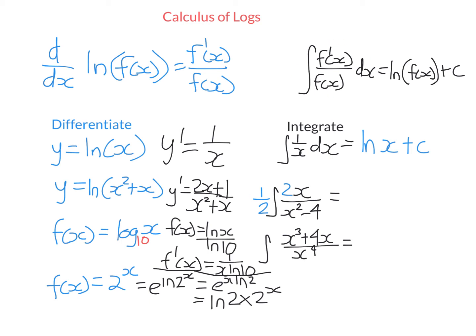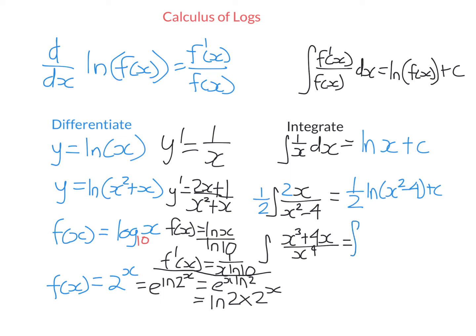So now the integral will just be a half, and the integral of a function on the bottom and its derivative on top is just the natural log of that function, and we have to remember to add the c. So the easiest way to integrate this function would be to divide.